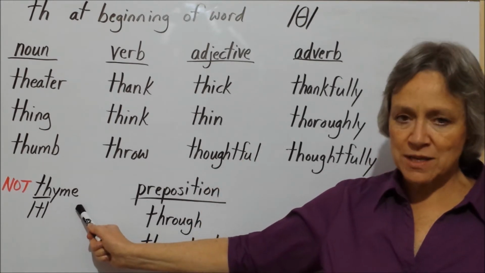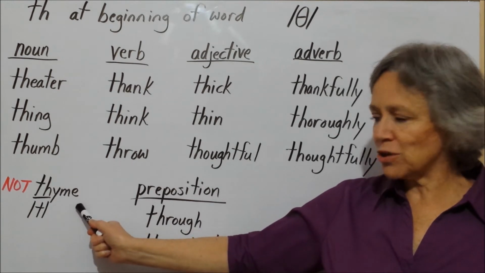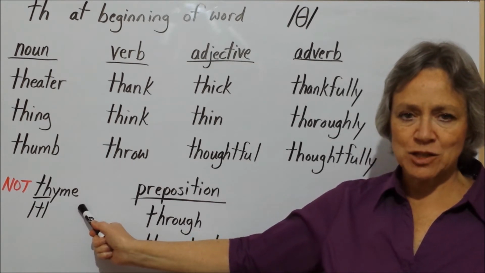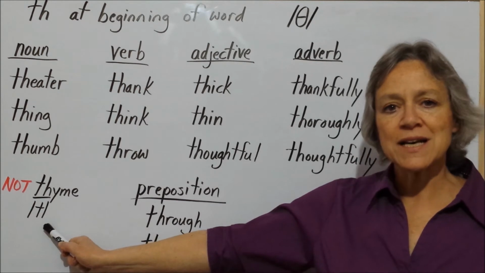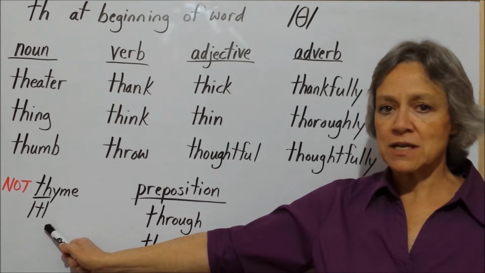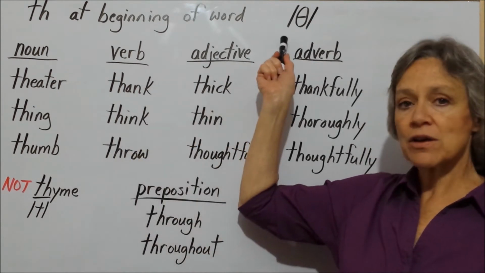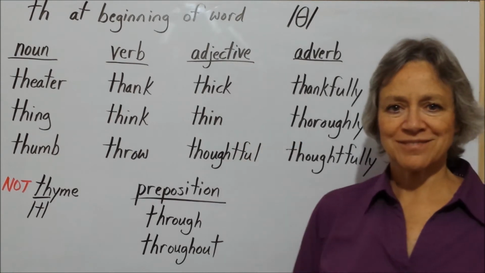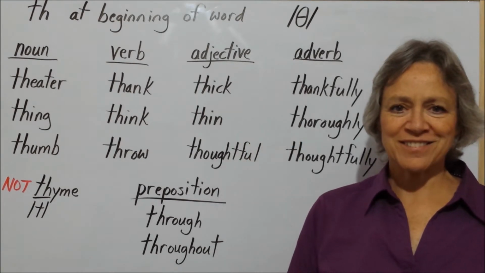Here is one exception. This is the word thyme. It's a spice. It is pronounced with the t sound. It is not pronounced with th. All right, let's move on.